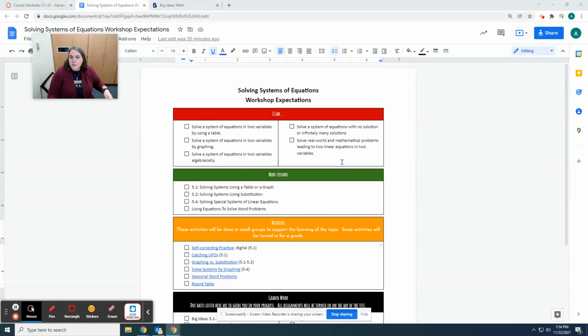So today we're going to focus on what is a system of linear equations and how can we solve that using a table and how can we solve that graphically.